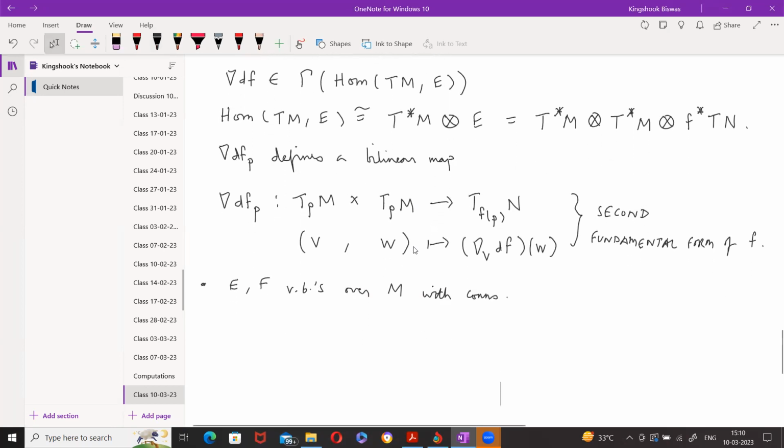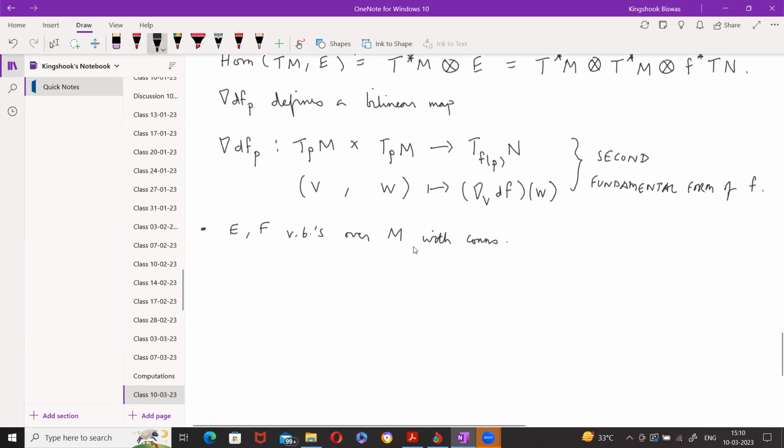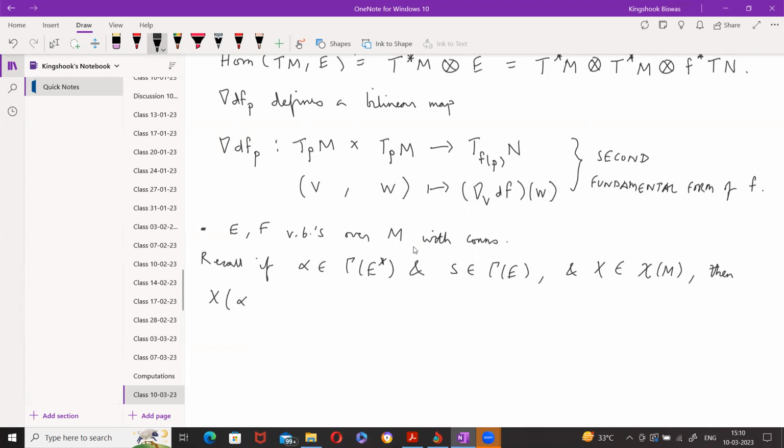Now recall, if alpha is a section of E star and S is a section of E, and X is a vector field on M, then I can look at alpha composed with S, that will be a scalar valued function, right?